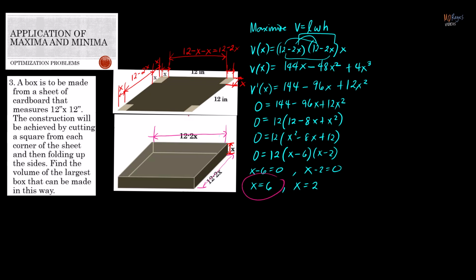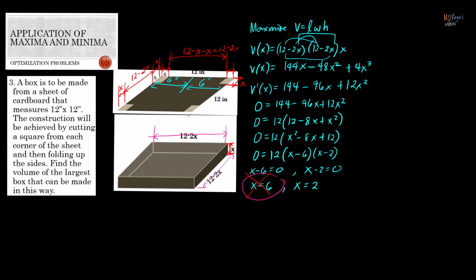Now, this is not a possible solution anymore. Why? Because whenever x is 6, remember what is x? X is the side of the square that we will cut from each side of the cardboard. If we cut 6 inches and then 6 inches from the other side, nothing will be left of the cardboard, right? So this is not a possible solution anymore. So we'll just check if x equals 2 is yielding a maximum value for the function v.